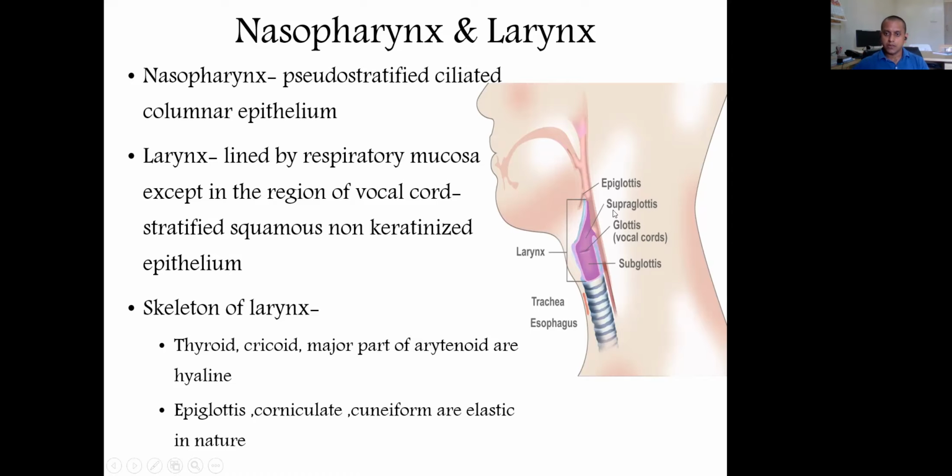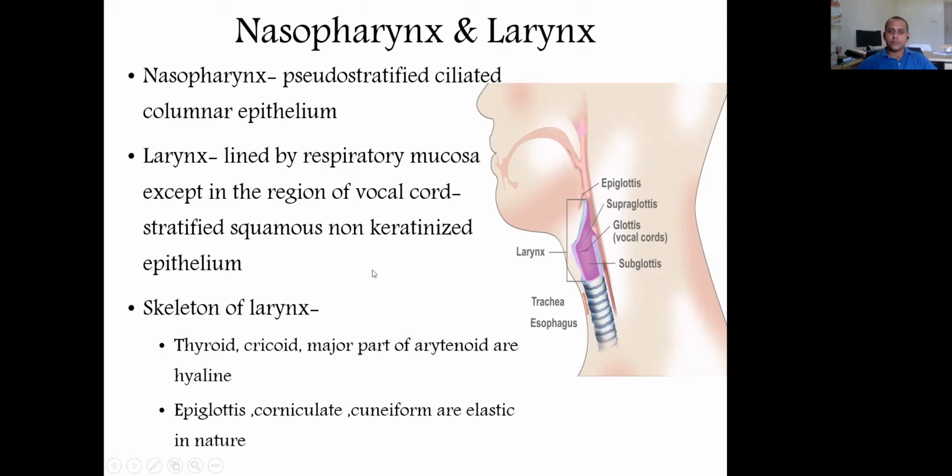Are you getting this? The epiglottis will be having two surfaces, towards the oral cavity and towards the laryngeal cavity. The epiglottis will be like this. This will be towards the oral cavity, and this will be to the laryngeal. The surface towards the oral cavity will have the lining epithelium of oral cavity, which is stratified squamous non-keratinized epithelium. And the one which is towards the laryngeal cavity is obviously the respiratory mucosa, which is pseudostratified ciliated columnar.